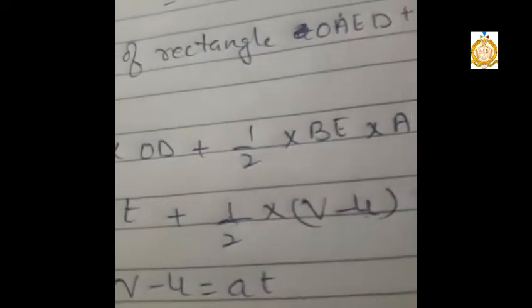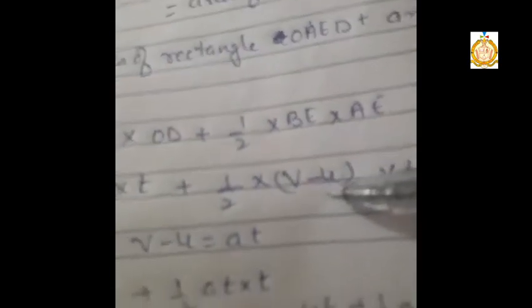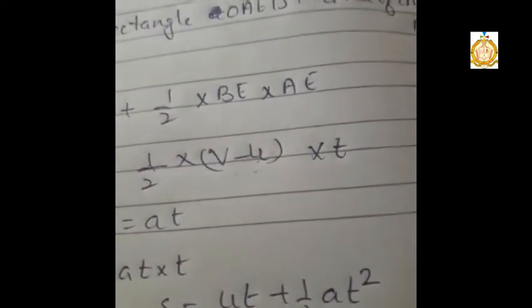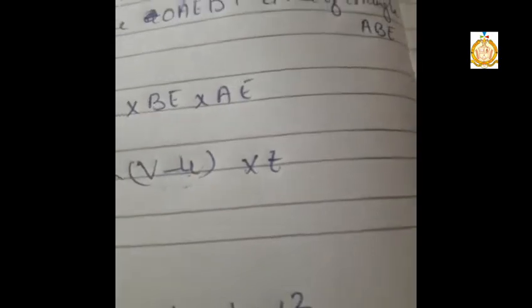So we can put ut plus half into (v minus u) t. Instead of v minus u, we will put at. Then t. So at into t, that formula becomes s is equal to ut plus half at square. Okay, so this is the second equation we have solved.